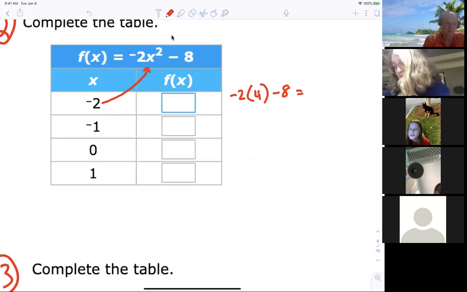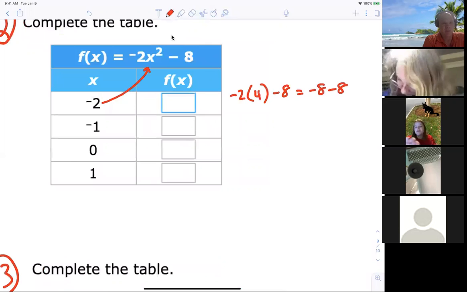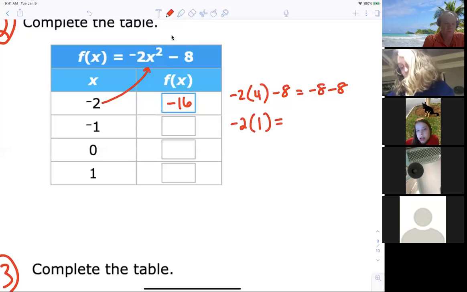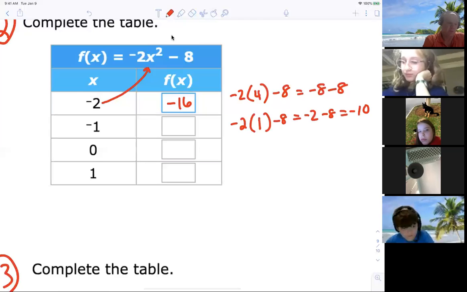Negative 8. Finally, negative 16. Okay. So now we do negative 2 minus negative 8, which equals negative 2 minus 8, which is negative 10. Sorry, that was my mistake.